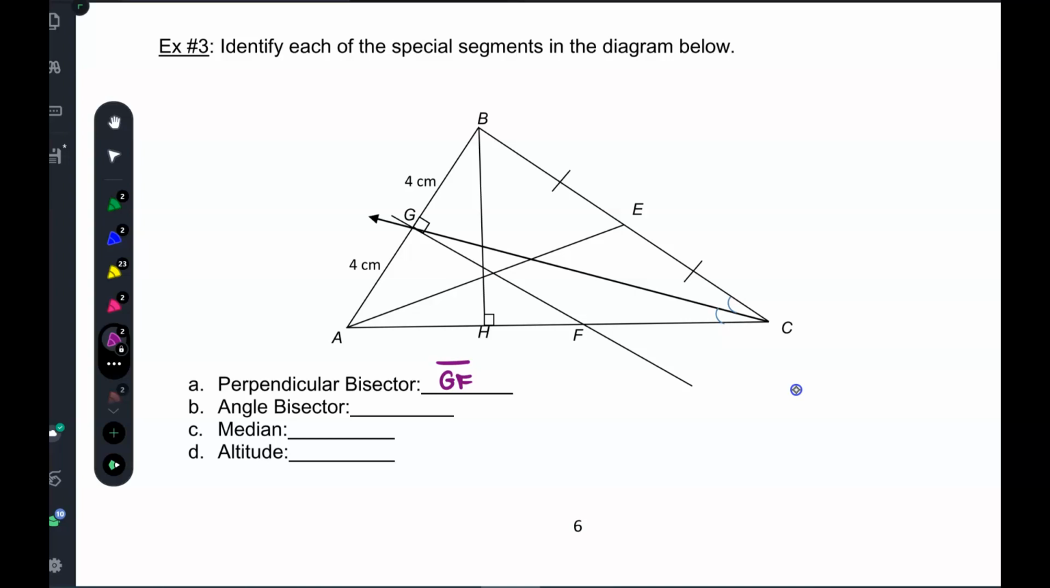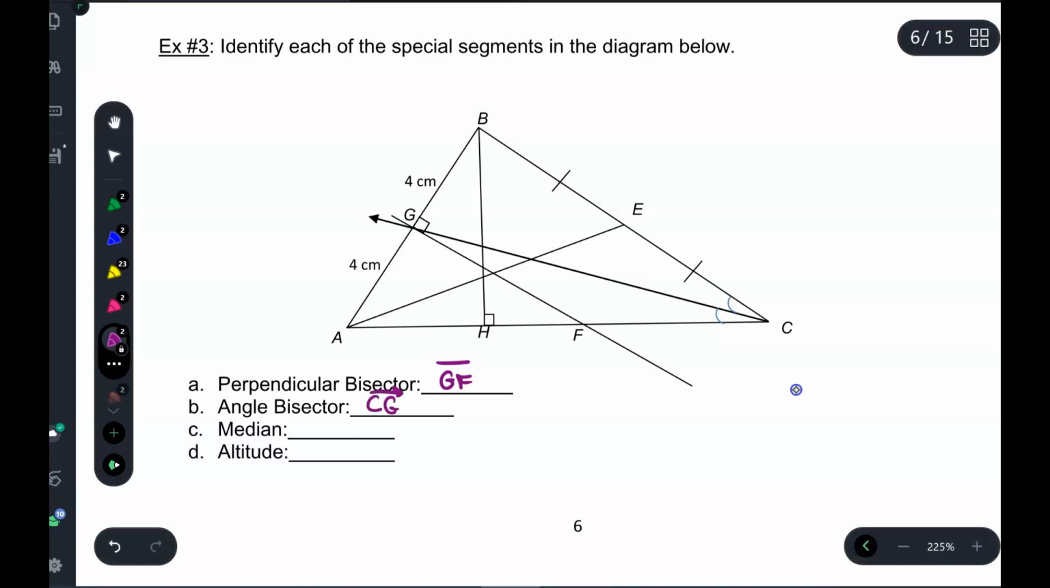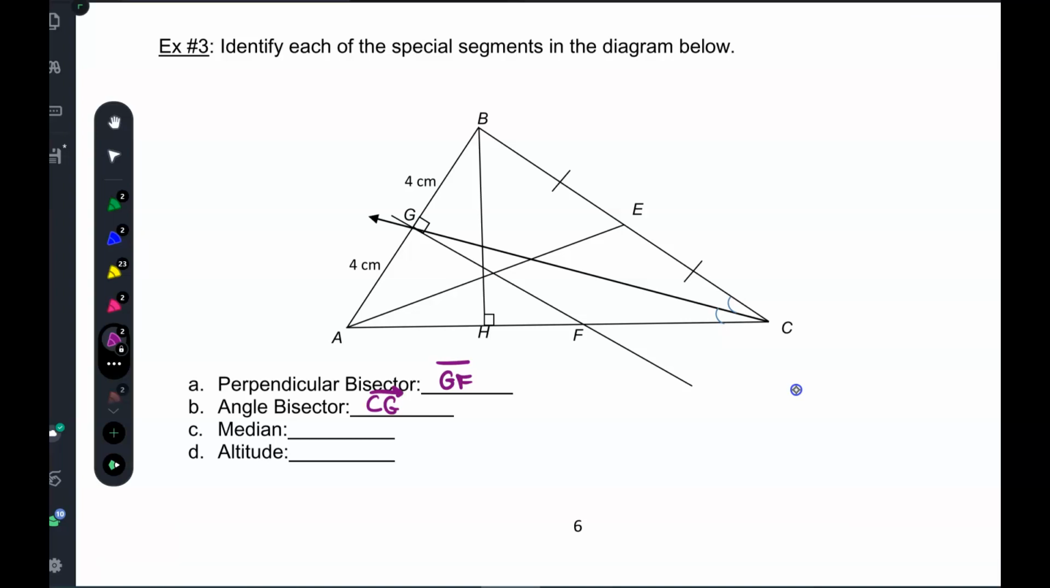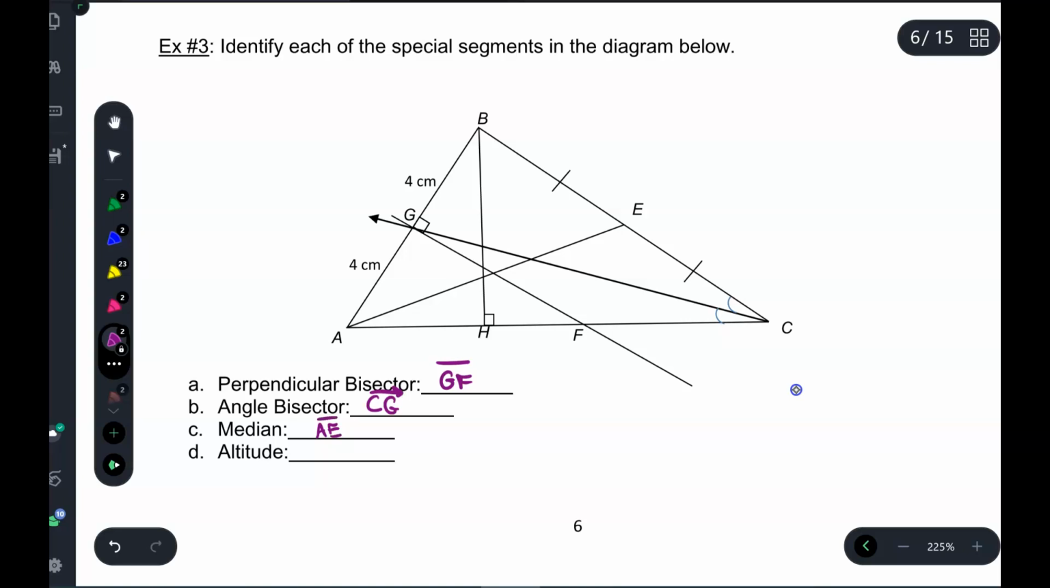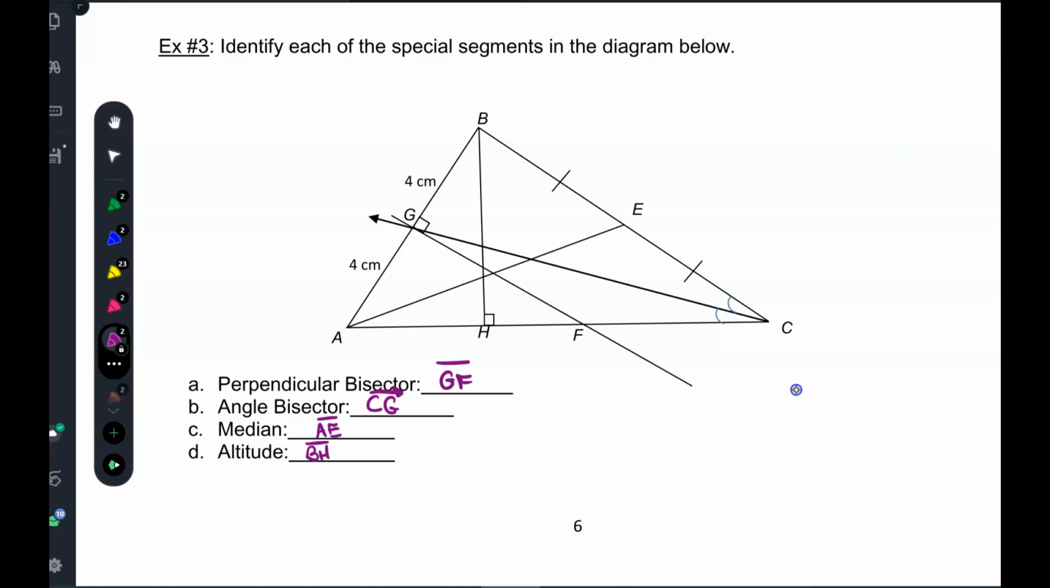But why does it have to go from C? Because that's where the angles are. Where does the angle start? Yeah, right. And then the median is GF. All we're looking for is a midpoint. AE. Oh, it's AE. Why is it AE? And then the altitude is HB. Good. Cool. This is great, perfect.